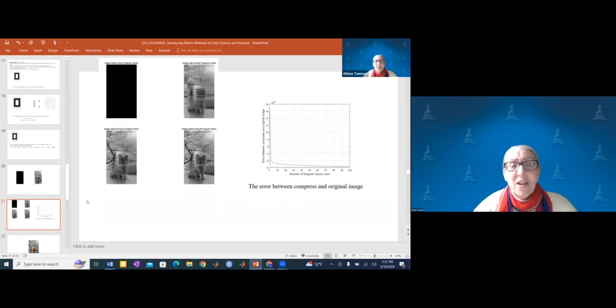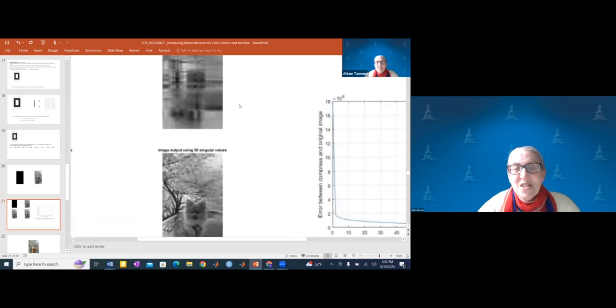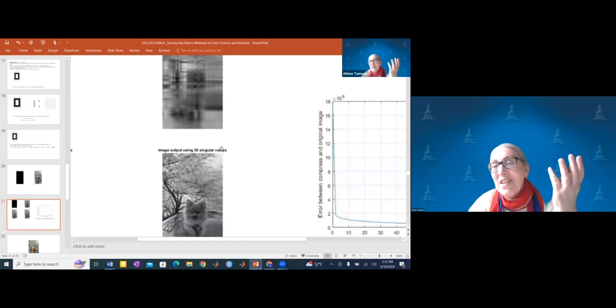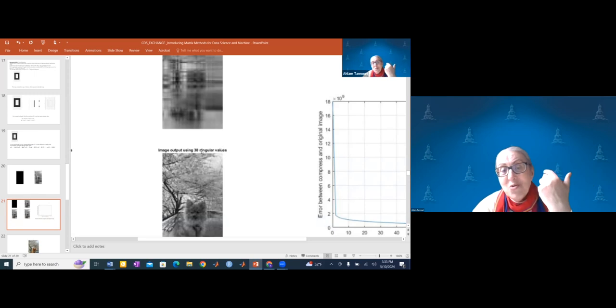So look, now we can see a little bit better right here. If I see here, we use 30 singular values. The image here has, I don't know, 750 columns, it is large. We would have 750 singular values or whatever it is, but we're going to use only 30.